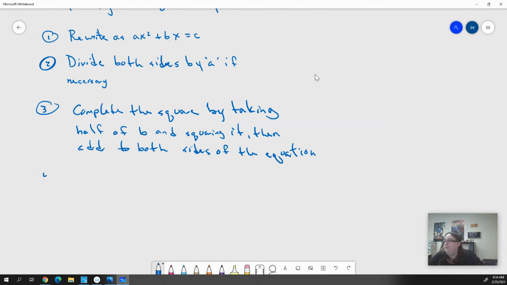Now we're going to factor it because we created a perfect square trinomial. And then we're going to take the square root of both sides.